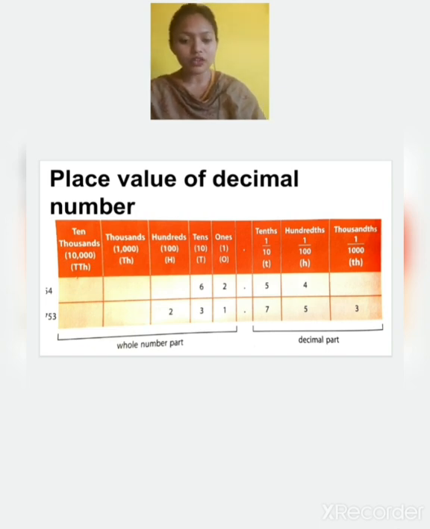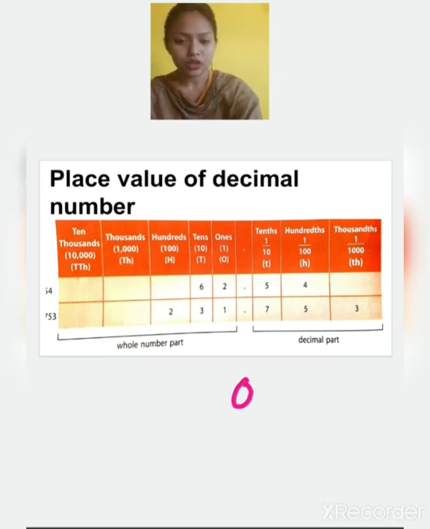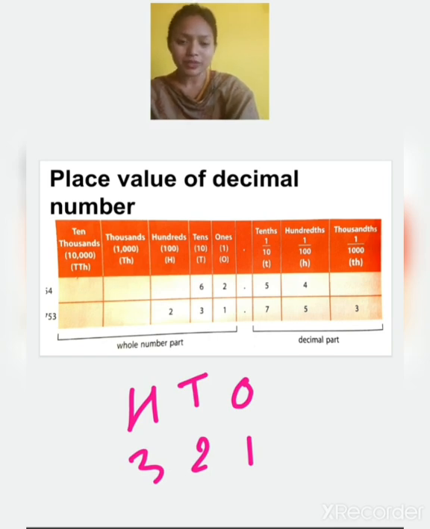Place value means the value of the place. You have studied about the ones place, tens place, hundreds place. If 123 is there, then 3 is on the ones place, 2 is on the tens place, and 1 is on the hundreds place. Similarly, we will learn how to put decimal numbers in the place value table.